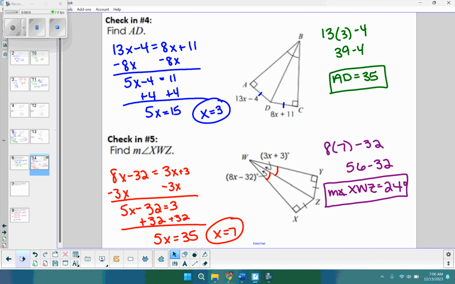Okay, so for the first one, we would get x is 3, and when I plug that back in, AD is 35. For the next one, I get x is 7, and I'm plugging it back in for angle XWZ, so just this one here, the 8x minus 32, and I get 24 degrees. And that is section 6.1.